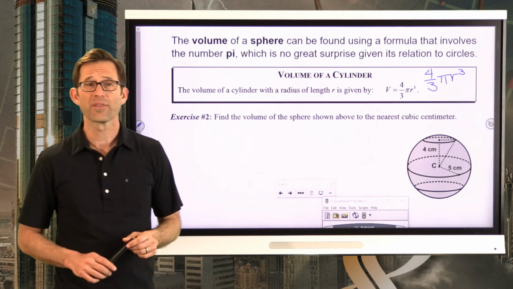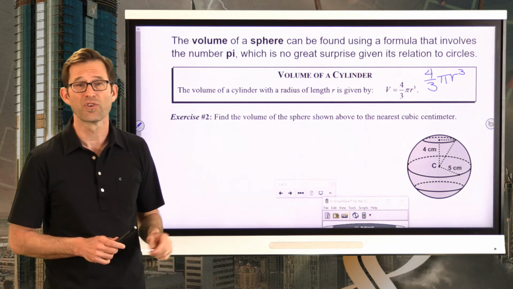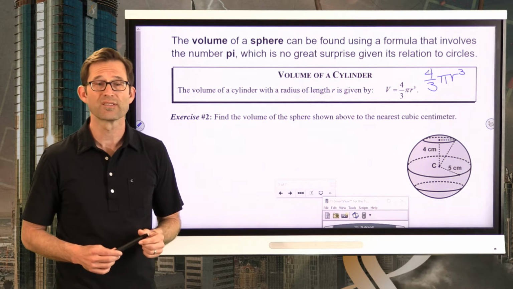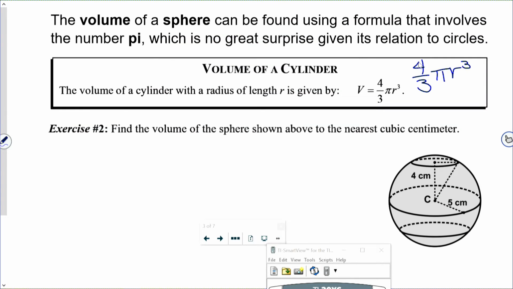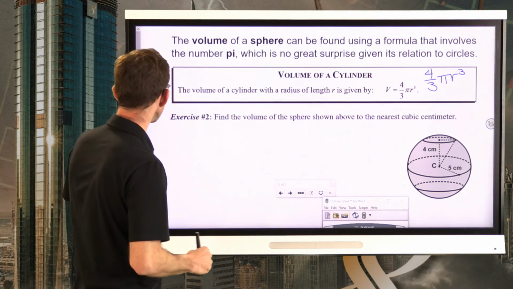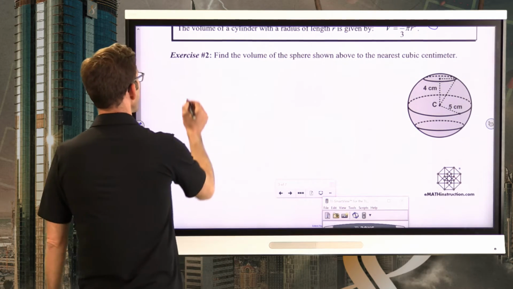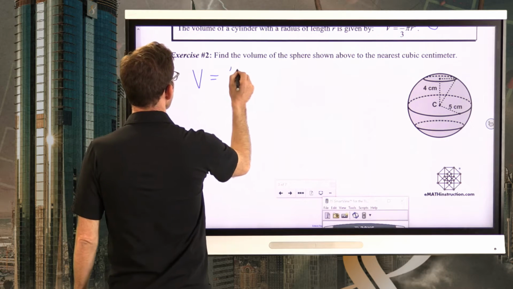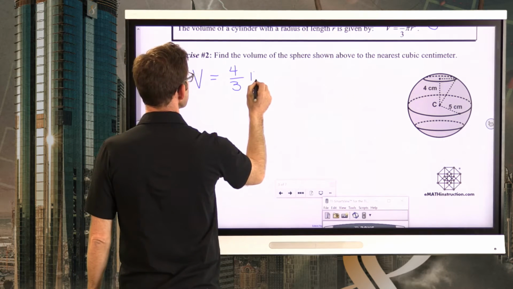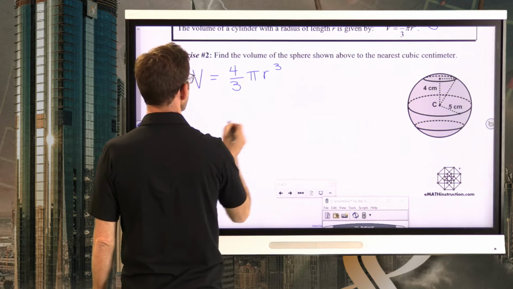So let's figure out the volume in exercise number 2 of the sphere we were just working with. Let's take a look. Exercise number 2. Find the volume of the sphere shown above, or below in our case, to the nearest cubic centimeter. All right, let's do this together. This is real kind of plug and chug work. First, I'd like you to write down V equals 4/3 times pi times r cubed.